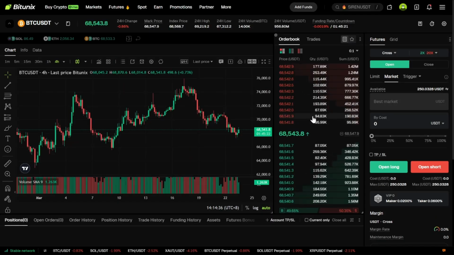Over here, we have the order book. The order book shows all the current buys and sells on the exchange. The green is buyers, and the red is sellers. And it helps traders see supply and demand at different prices.